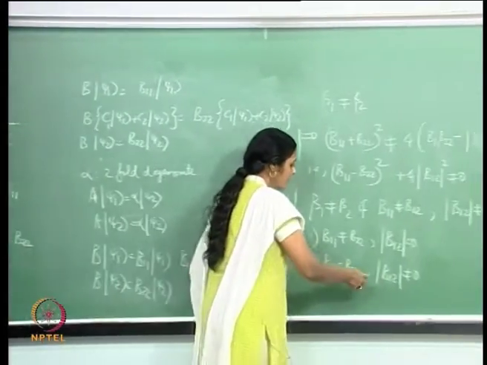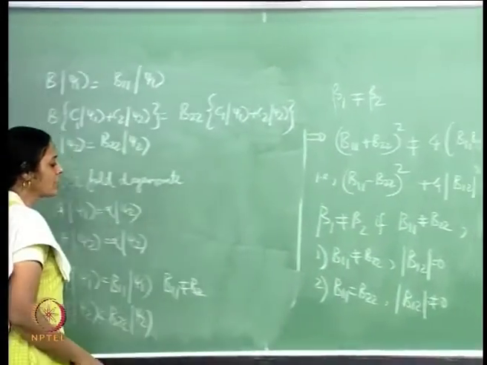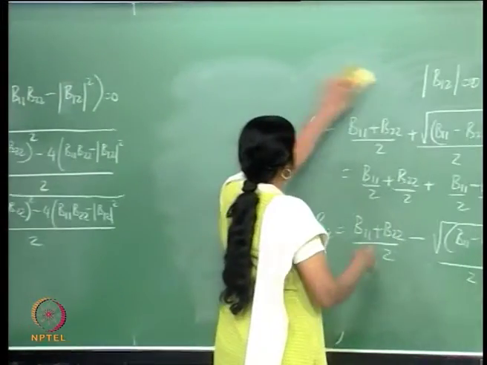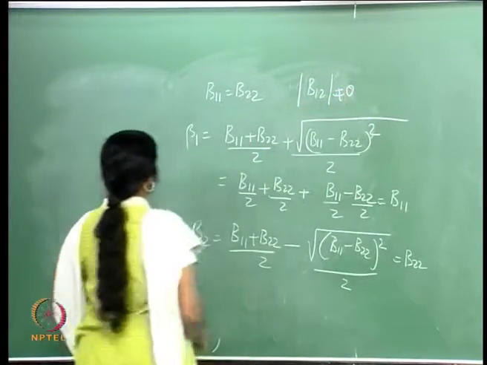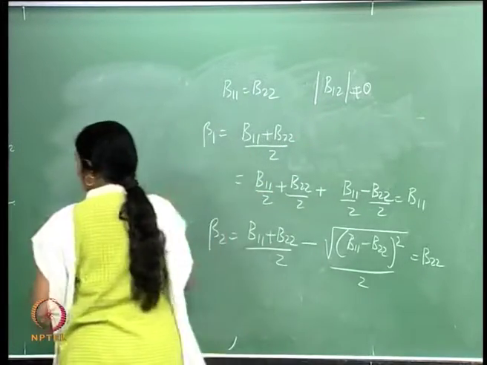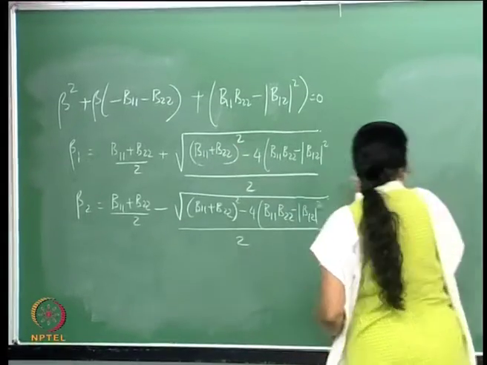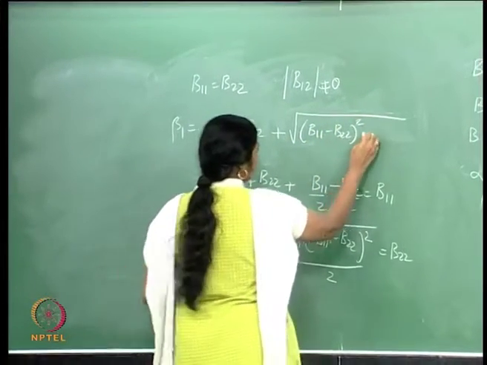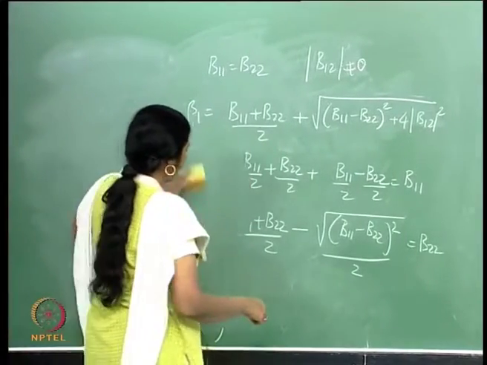Let us look at the last case, where B11 equals B22, but modulus of B12 is not equal to 0. So, let us look at that case now. What is it that we get? B11 equals B22 and modulus of B12 not equal to 0. So, what is it that we have here? The root beta 1 would be B11 plus B22 by 2 plus the square root of B11 minus B22 the whole squared, plus 4 modulus of B12 the whole squared. This was beta to begin with.